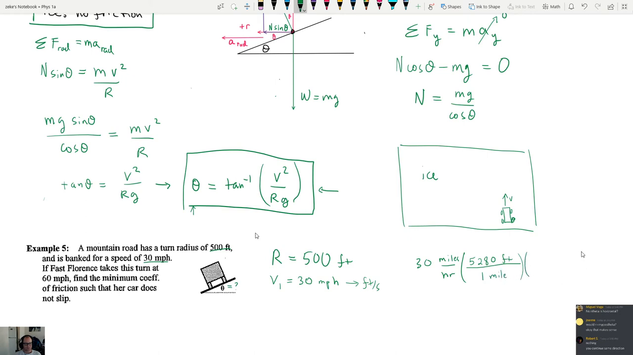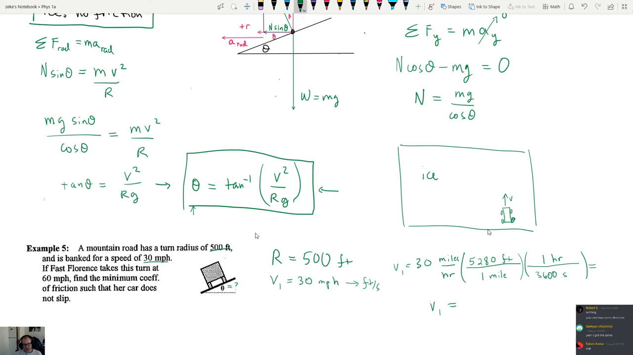And then I also need to know the number of seconds in an hour. We want the denominator to have seconds in it, so we're going to have 3,600 seconds down here. That's 60 seconds in a minute times 60 minutes per hour, giving 3,600 total seconds. And that should give us a value for what we'll call V1. I think it's like 44. That's my guess.